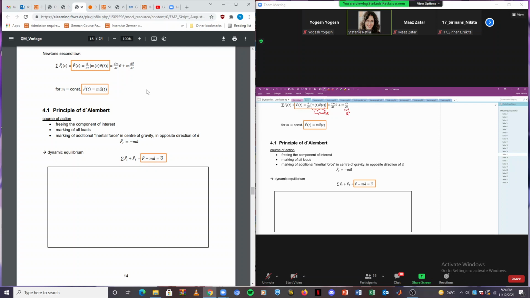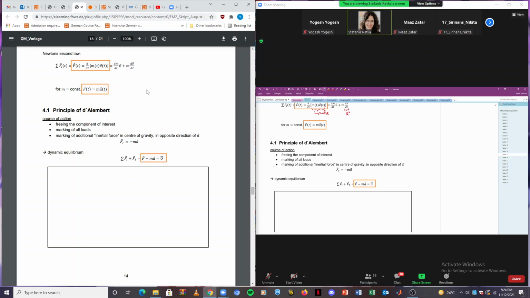this approach is quite similar to what you learned in Engineering Mechanics 1. So first thing we do is we have to free the components of interest. Then we have to mark all loads, external loads, and the support reactions. And this is new compared to Engineering Mechanics 1. We have to mark the additional internal inertial force.